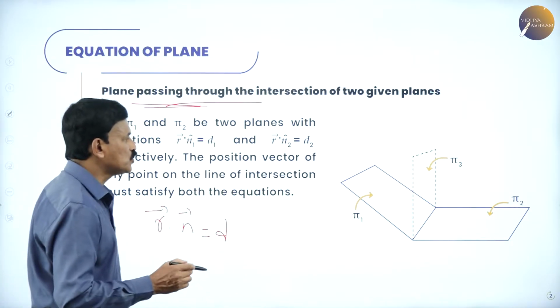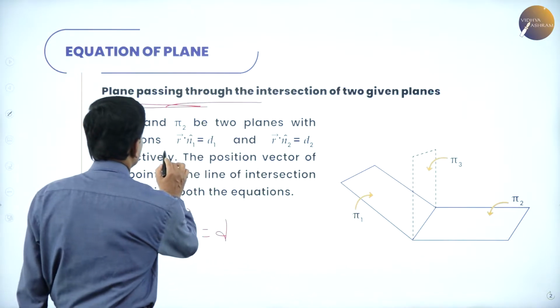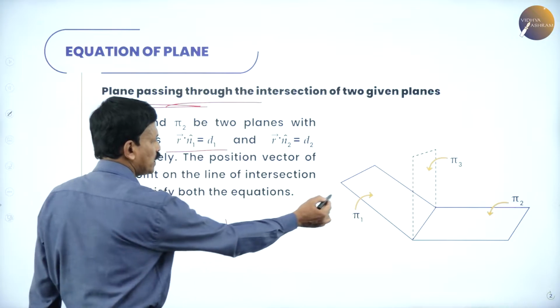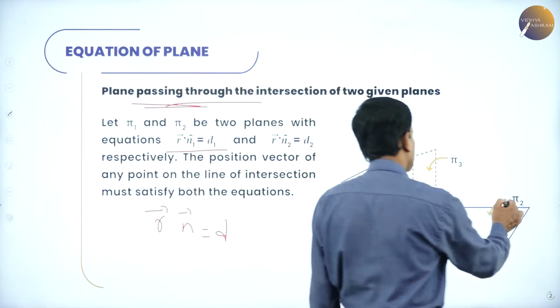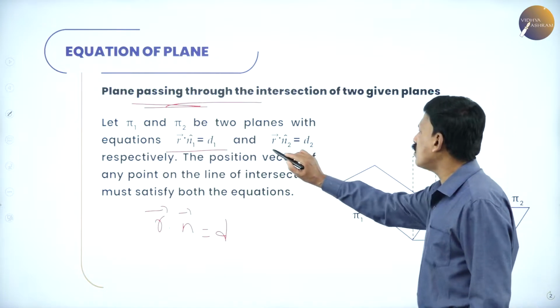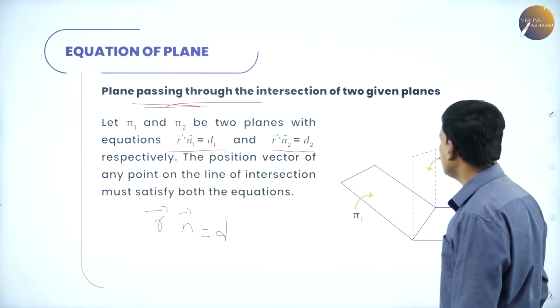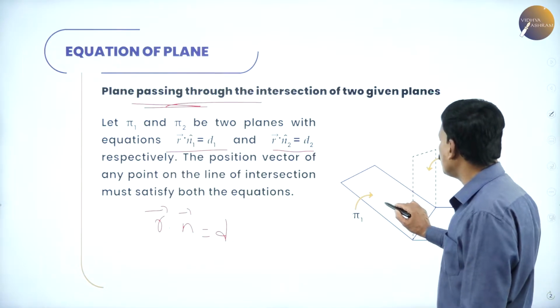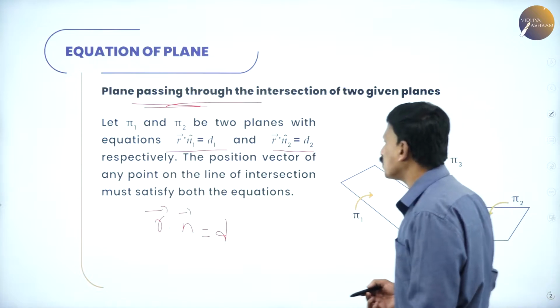Now let us consider two planes pi 1 and pi 2. The equation of the first plane is r dot n1 is equal to d1, and for the second plane the equation is r dot n2 is equal to d2. R dot n1 is equal to d1 is the equation of plane 1, and r dot n2 is equal to d2 is the equation of plane 2.